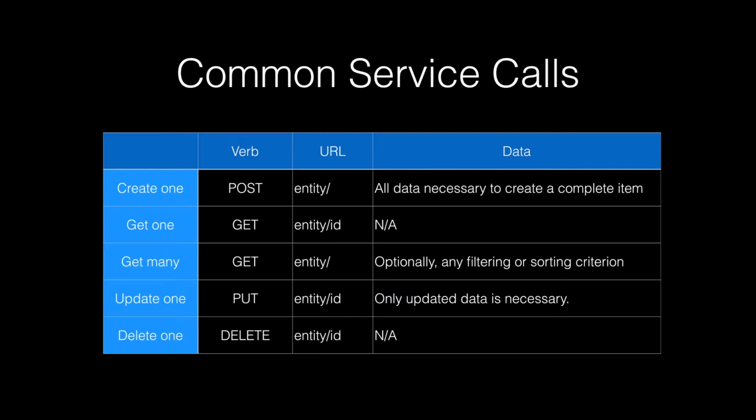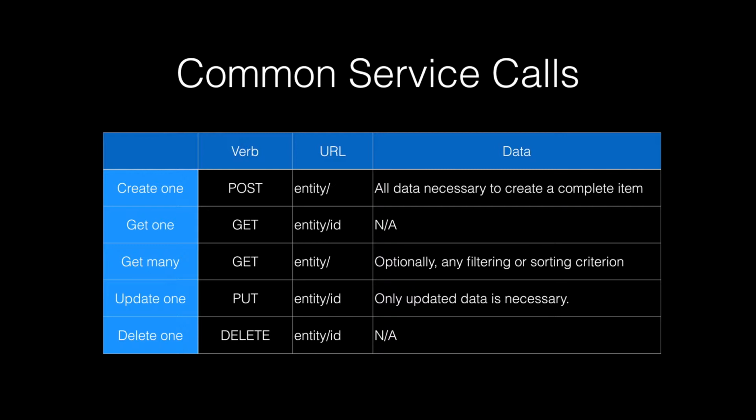So if we want to get one very specific entity, we're going to call the entity's endpoint and pass in the ID for that one entity. And we don't need to send anything else because all we want to do is really just retrieve that one item from the database and then store it, or display it on our page.